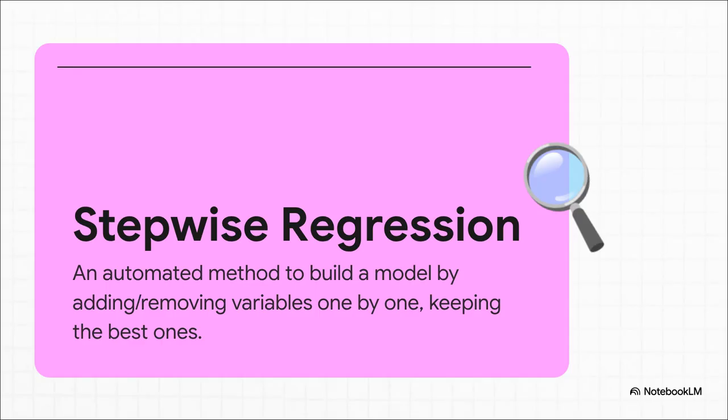Imagine you're a chef with hundreds of potential ingredients for a new recipe. How do you figure out which ones actually make the dish taste better? Stepwise regression is like a chef who methodically tries adding or removing one ingredient at a time and only keeps the ones that make the biggest positive impact. It's a brilliant, automated way to find the leanest, most effective set of predictors for our model.